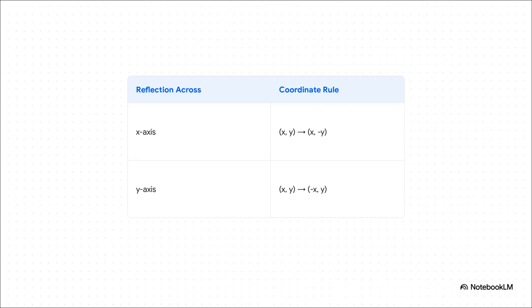And just like sliding, there's a really simple code for flipping. If you want to reflect something across the horizontal x-axis, you just flip the sign of the y-coordinate. That's it. Want to reflect it over the vertical y-axis? You just flip the sign of the x-coordinate. It's such an elegant, simple rule.